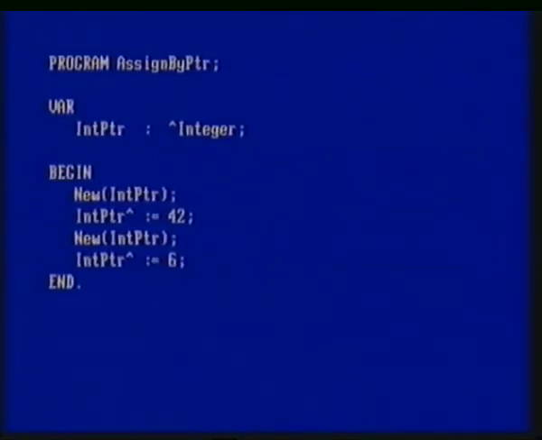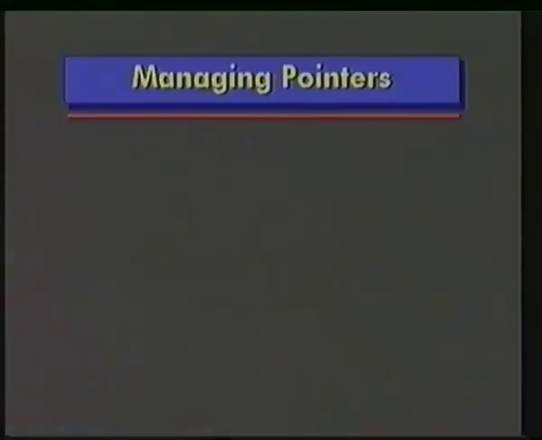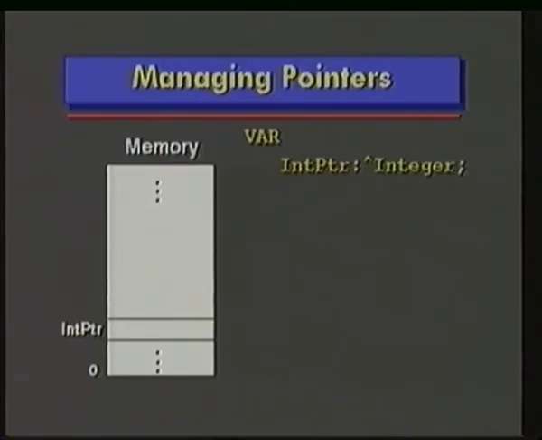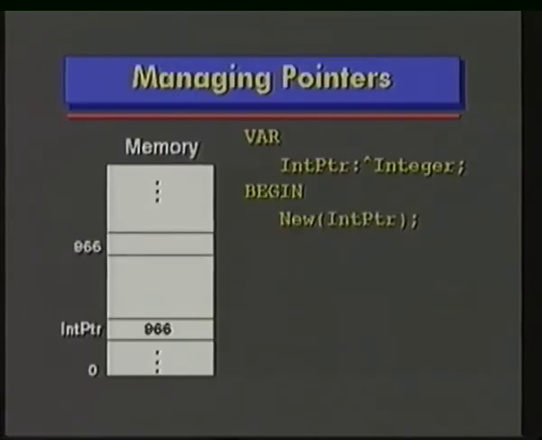Although this is legal Pascal syntax, doing this can lead to serious problems. Let's see why. The first time we use the procedure new, we initialize the variable int pointer to the address of a 2-byte block of memory used to store a variable integer. We then initialize the value of that variable to 42.